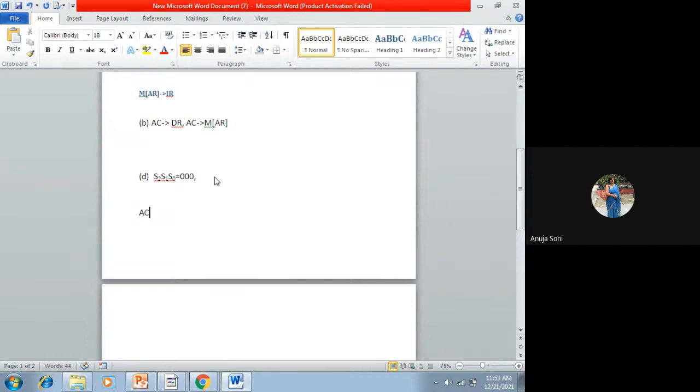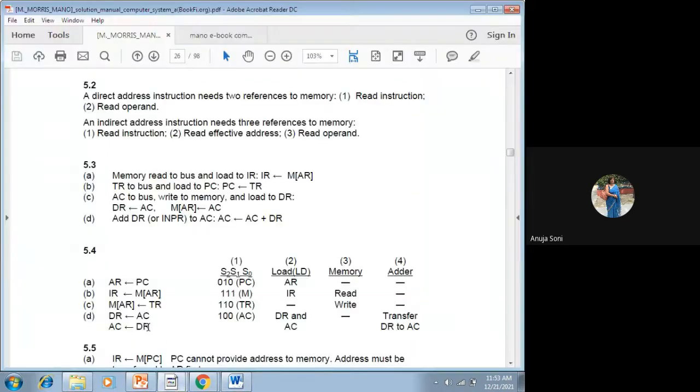So the contents of AC plus DR will be added, or another option is the input register can be added, and the result will be transferred to the accumulator register. Ultimately this will happen. Okay, and the same is explained in your solution set regarding the D part, add DR or input to AC, ultimately AC plus DR. Generally we make use of DR for the addition, both are added and the result gets transferred to the accumulator register.